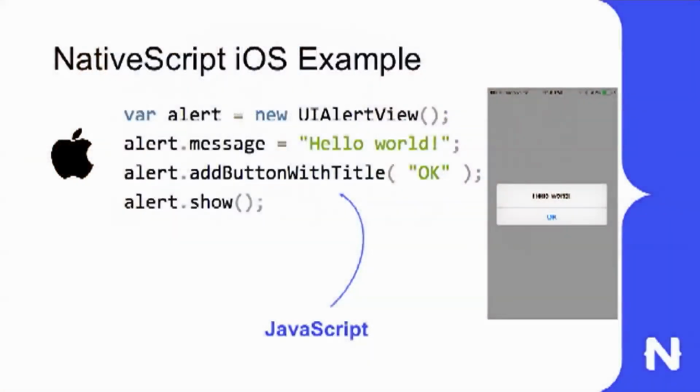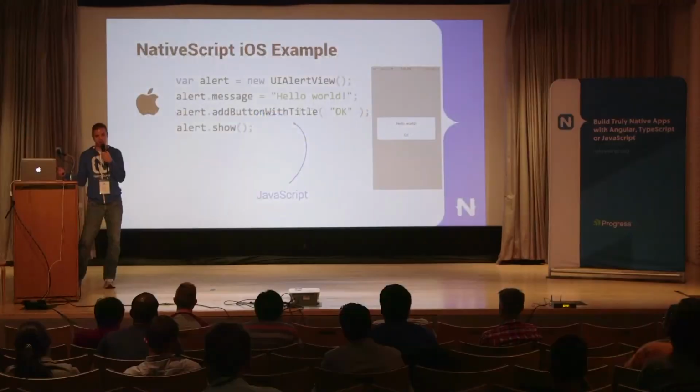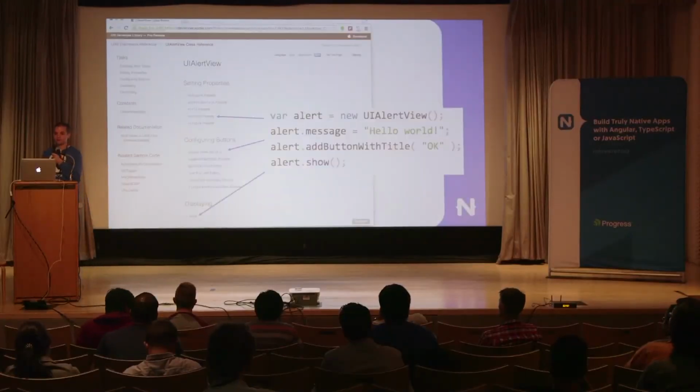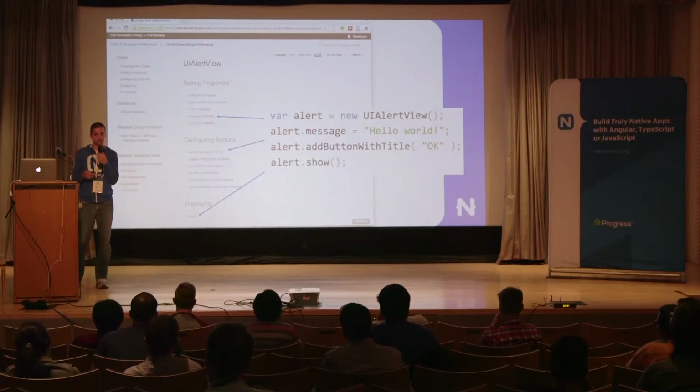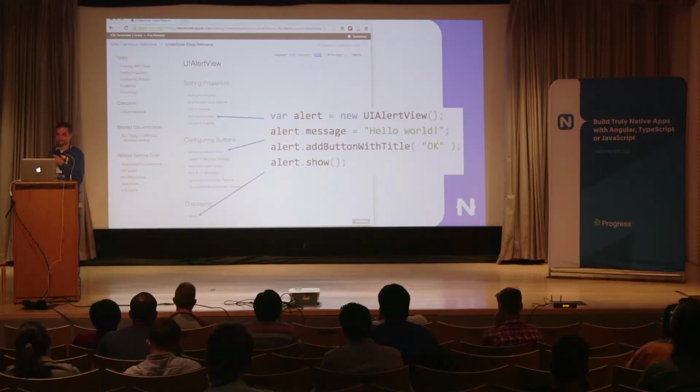Similar thing on iOS. This code instantiates an Objective-C UI alert view class, setting a message property, and then calling the add button with title method. And so when you run this on an iOS device, you're going to get that native alert. Okay, that's all right too. One cool thing is that these methods map directly to the UI alert view docs from Apple, so it's very easy to look up those native APIs.